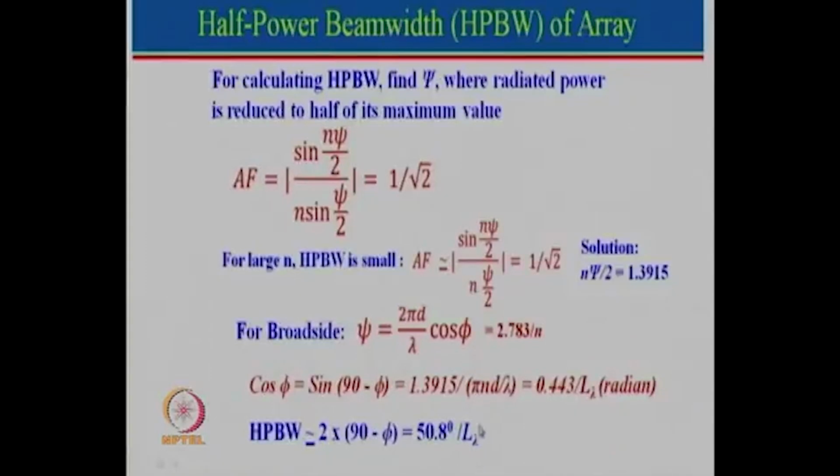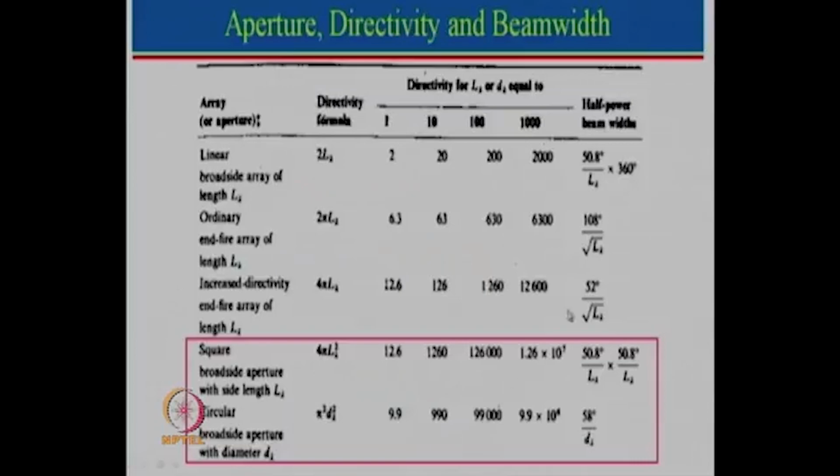What is L lambda? It is nothing but N times d, which is length, divided by lambda, and this expression gives all the different cases here. So here we have beamwidth, directivity, aperture. First we will start with the linear source, which is broadside, end fire, increased directivity. Expressions for directivities are given here, and here half power beamwidth expressions are given. One can see that half power beamwidth in one plane is 50.8 by L lambda as we saw, but in the other plane it is 360 degrees. But for ordinary end fire, half power beamwidth is the same in both orthogonal planes.